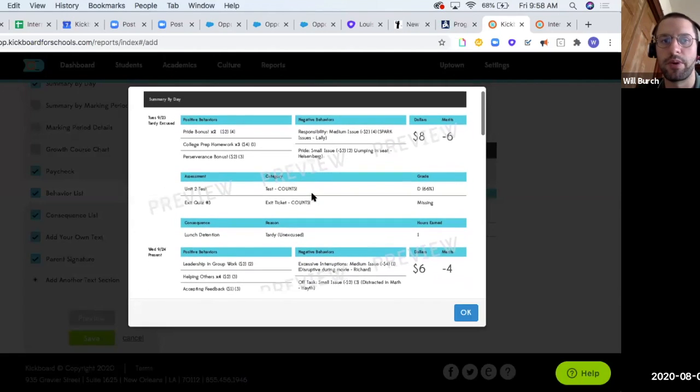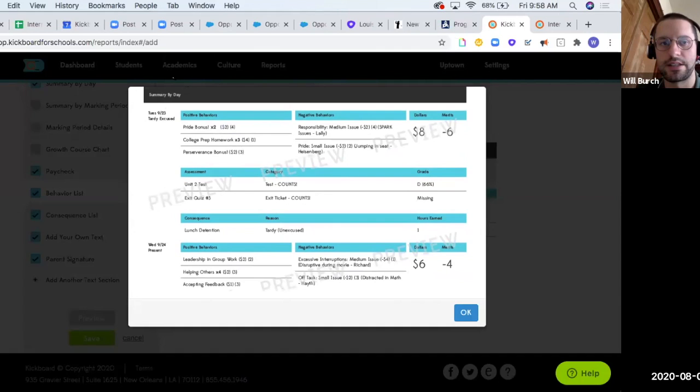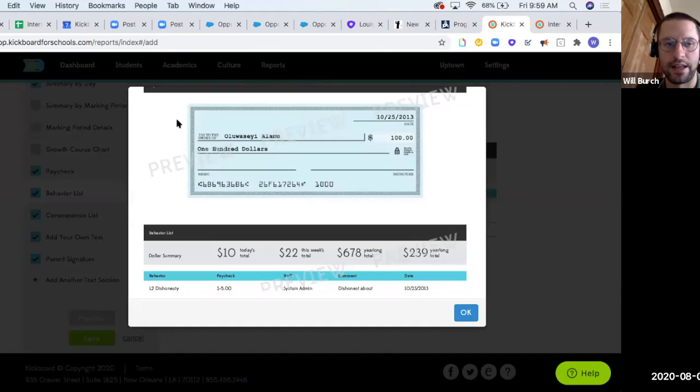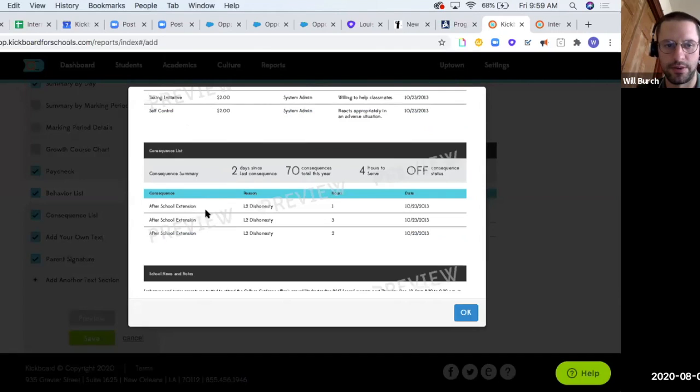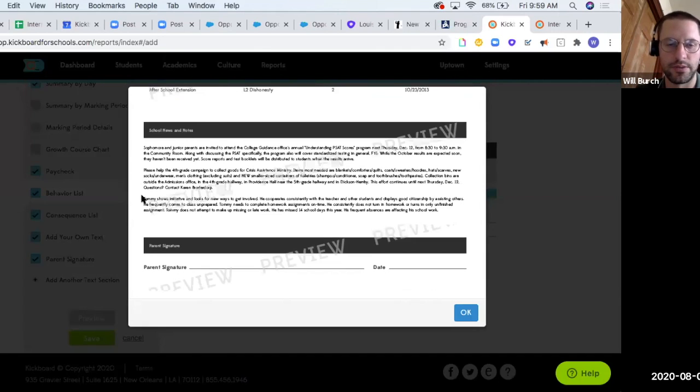It'll break it down into sections. Here I see a summary by day, the paycheck, behavior list, consequence list, and then any school news. When I was teaching, this is what we would send home every Friday. They had to bring it back signed on Monday, where we would give them an automatic $20 for a parent signature.